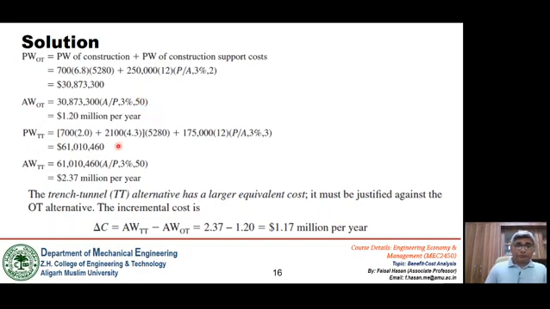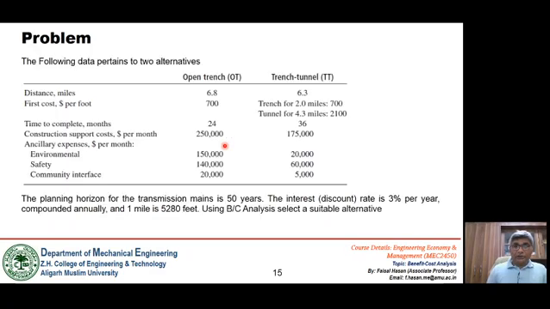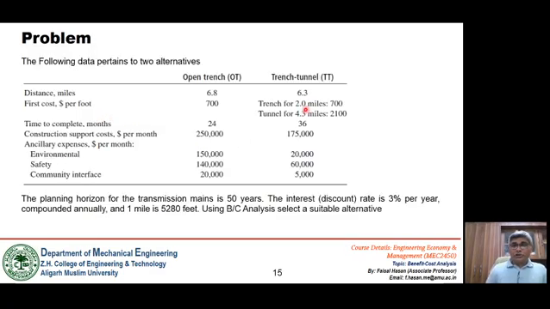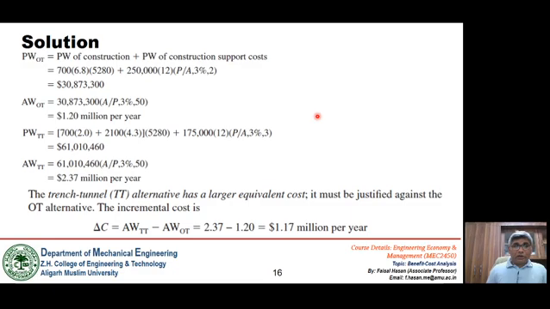Similarly, for the second option, that is the tunnel trench, the cost is given as $700 per foot for the initial 2 miles. So you convert 700 into feet, multiplied by 2, and for the remaining 2100, you multiply it by this and 4.3. So that will be the present worth.